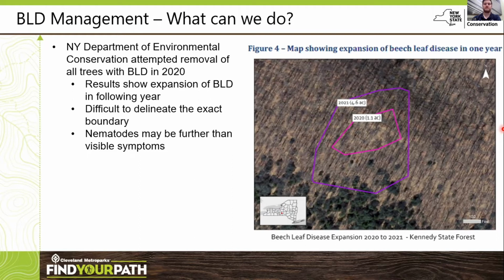It can be very difficult to find everything. And more likely is that nematodes might be further than the visible leaf symptoms. So if you're removing some of the symptoms, there are additional nematodes that will continue to build their population and potentially continue to spread beech leaf disease in the meantime. So clear cutting is not a good option.